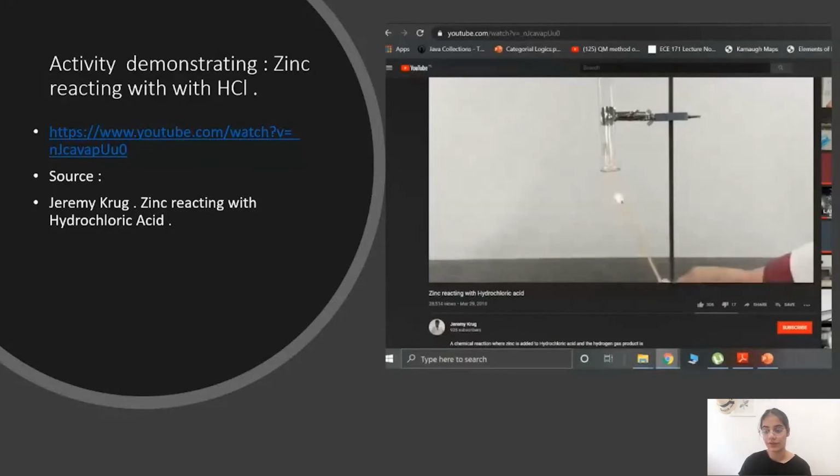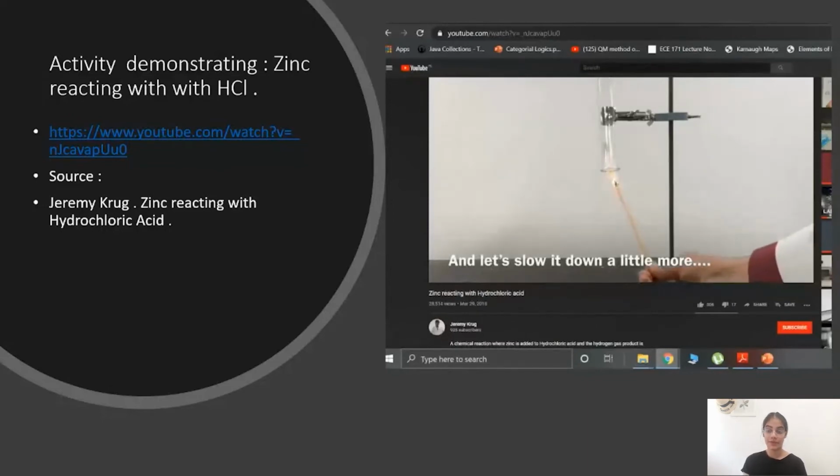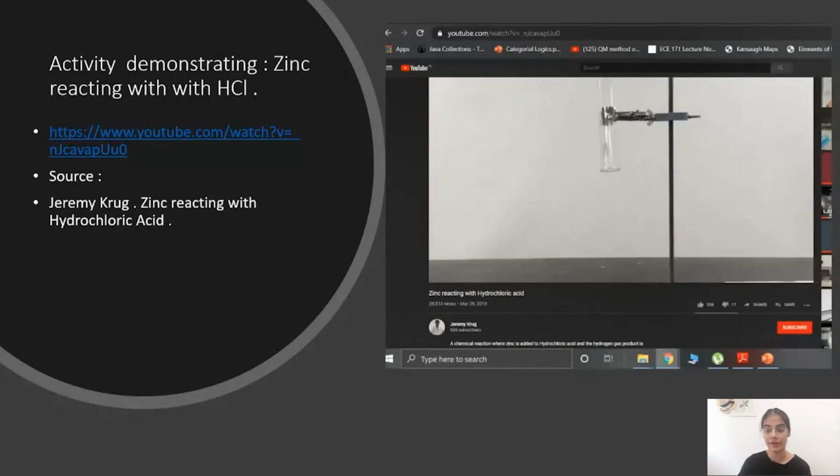We have seen the slow motion of it again. It burns with a pop sound and it goes off. This is how zinc actually reacts with hydrochloric acid.